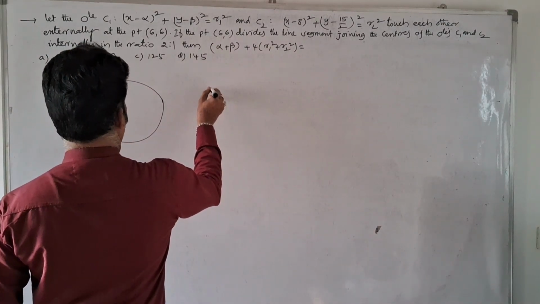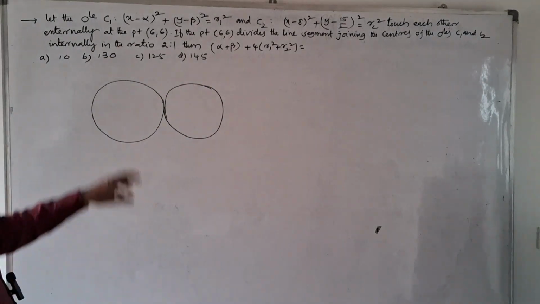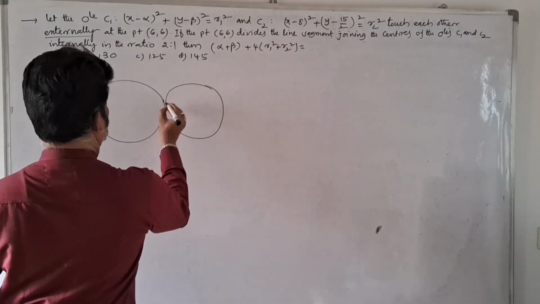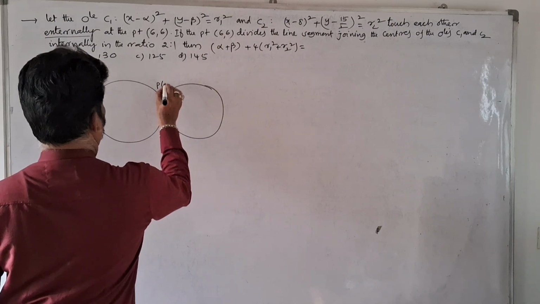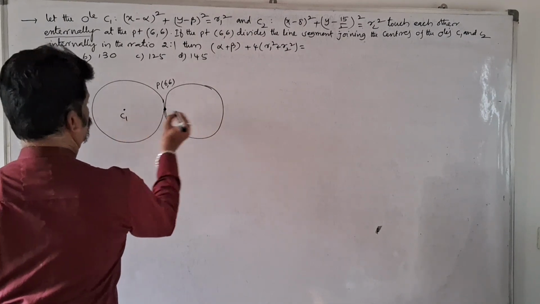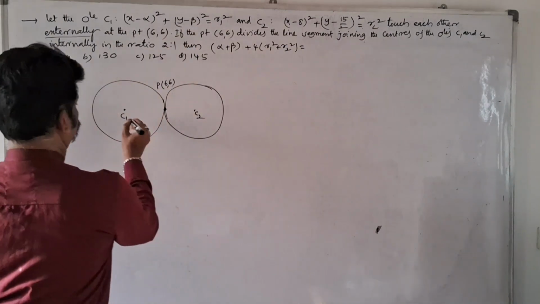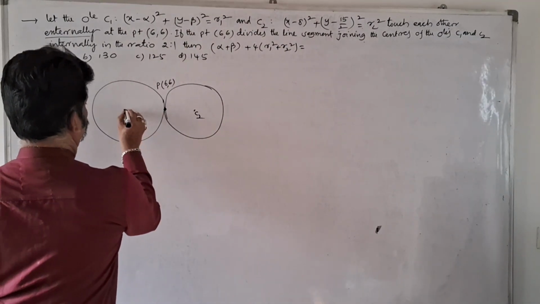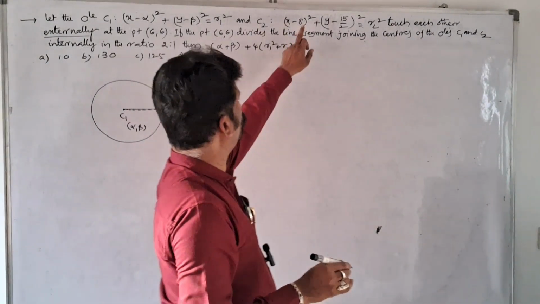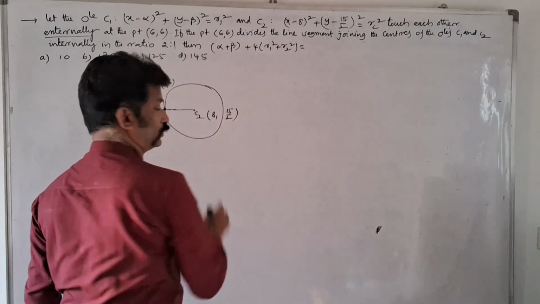Yes, now look at the board. This one is one circle, and this one is another circle. They touch each other externally, already given, at this point 6, 6. I suppose that is P(6, 6). The first center is C1 and the second center is C2. The first center is alpha, beta. The second center is 8, 15 by 2. So this one is 8, 15 by 2.